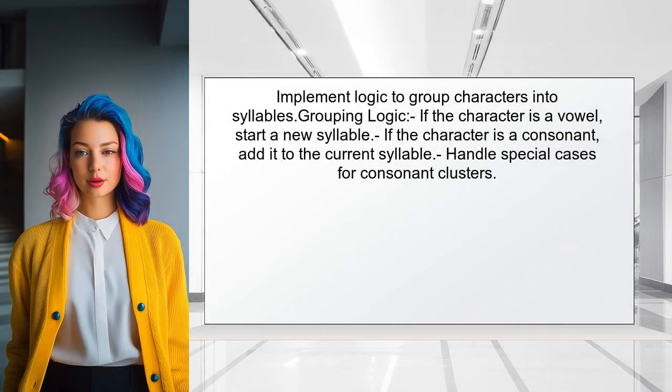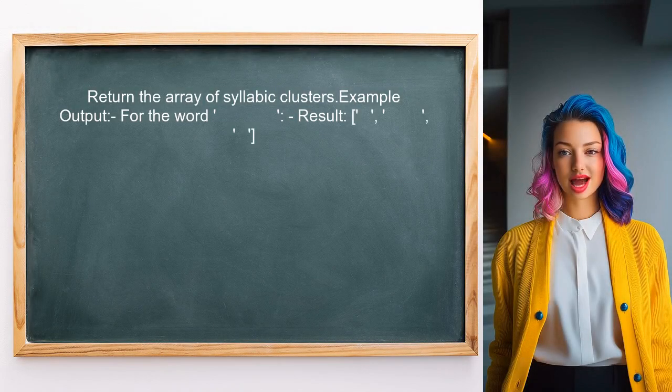The user should then implement logic to group characters into syllables. This can be done by checking if the current character is a vowel or a consonant and grouping them accordingly. Finally, the user can return the array of syllabic clusters. This will give them the desired output, such as splitting the word kun into kun, a.